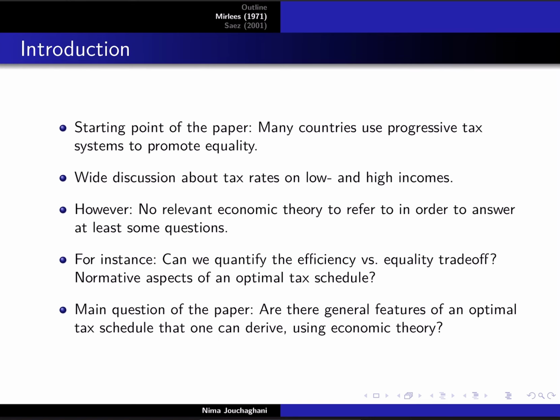And the next thing that you could do is think of normative aspects of an optimal tax schedule. So what should an optimal tax schedule fulfill? Those are questions that you can shed light on when you use economic theory. But the main question of the paper is actually, are there general features of an optimal tax schedule that one can derive using economic theory? So this is the basic, the main question in this paper.